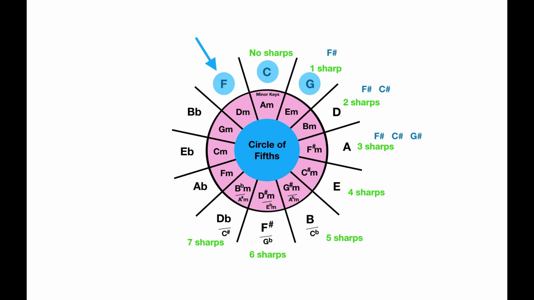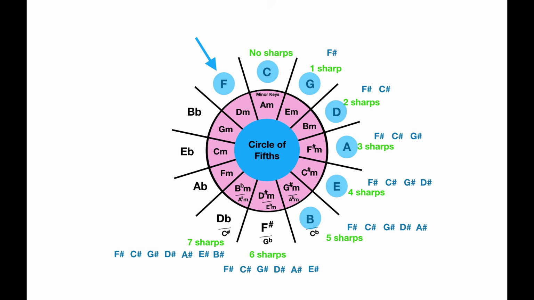So if we now look at E major, it's got 4 sharps in it. Hopefully you've guessed it, those 4 sharps are F, C, G and D. The B major has 5 sharps. This will be F, C, G, D and A. The F sharp major has 6 sharps, F, C, G, D, A and E. And the C sharp major has 7 sharps in it, F, C, G, D, A, E and B.